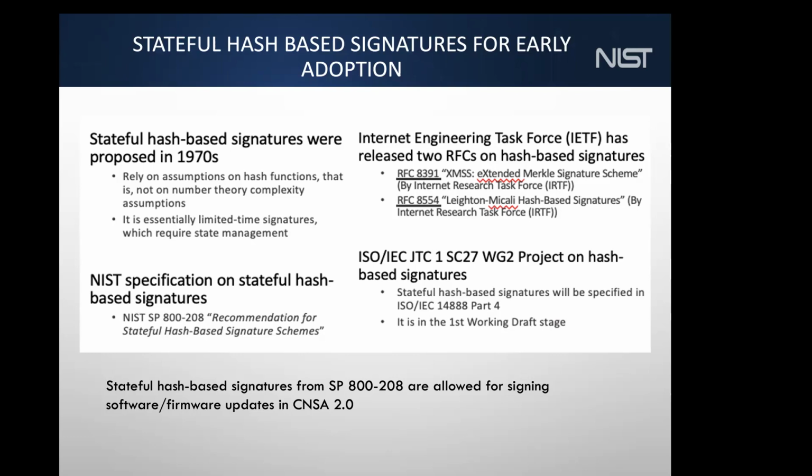Some examples of this would be signing software or firmware updates. And actually, the CNSA 2.0, released by the National Security Agency, specifically allowed these algorithms in SP 800-208 for signing software and firmware updates. The advantage is that these have been standardized for a number of years now, and so you can use them immediately, but again, only for certain applications.